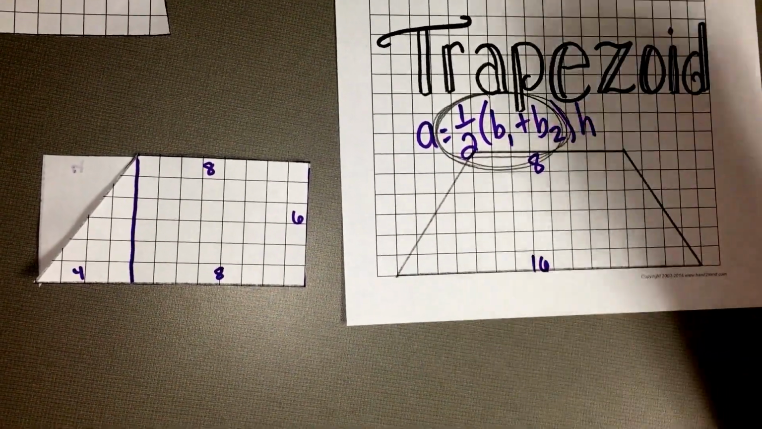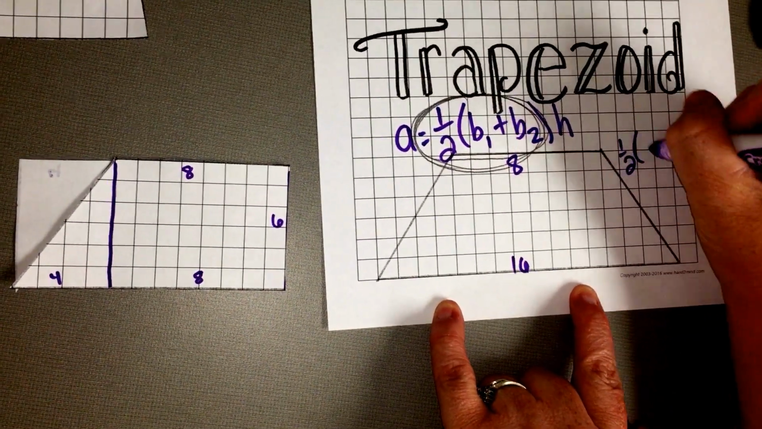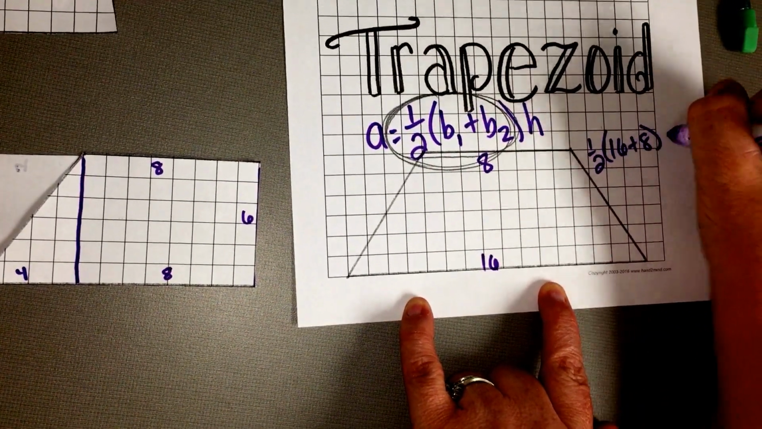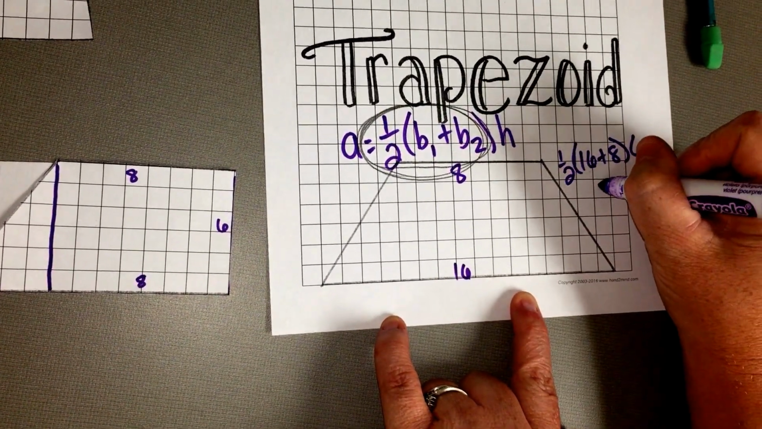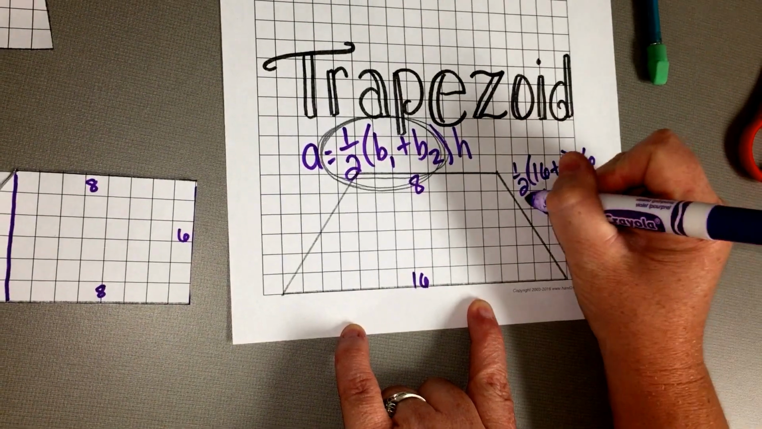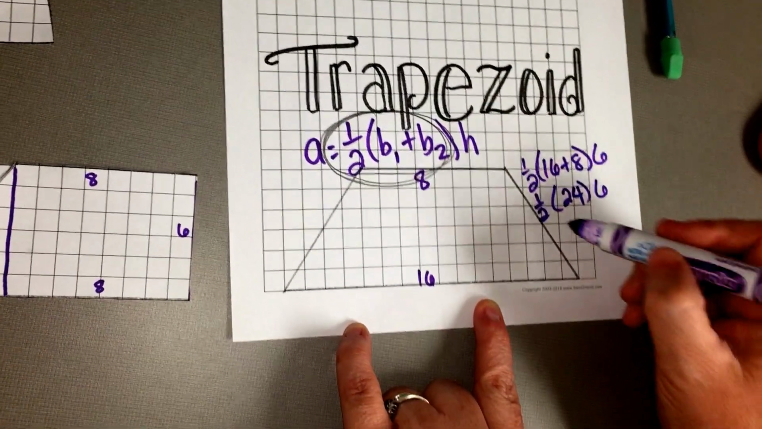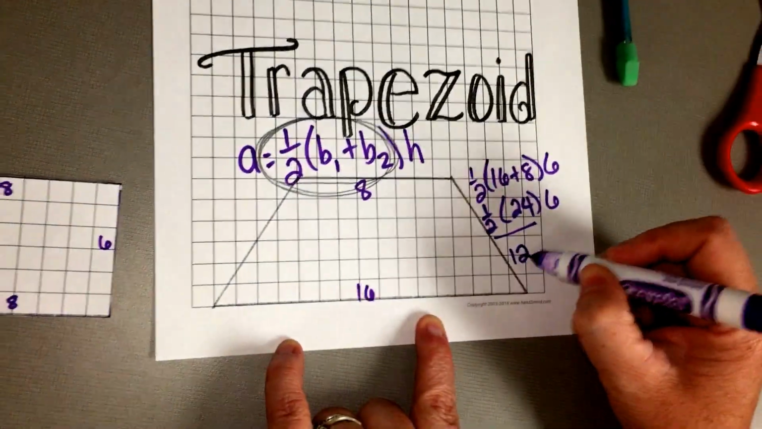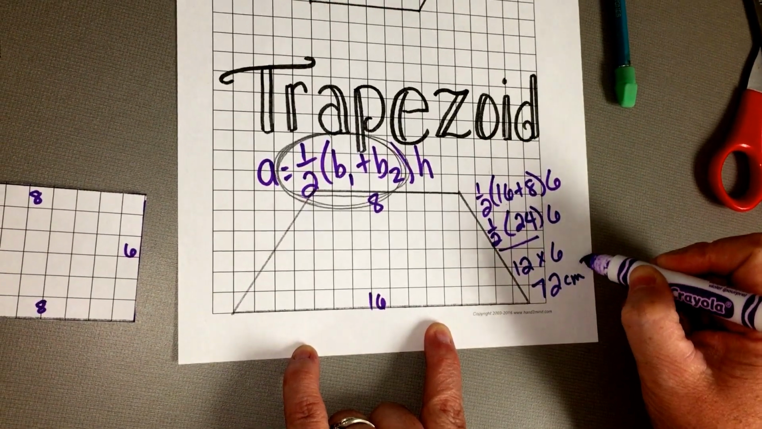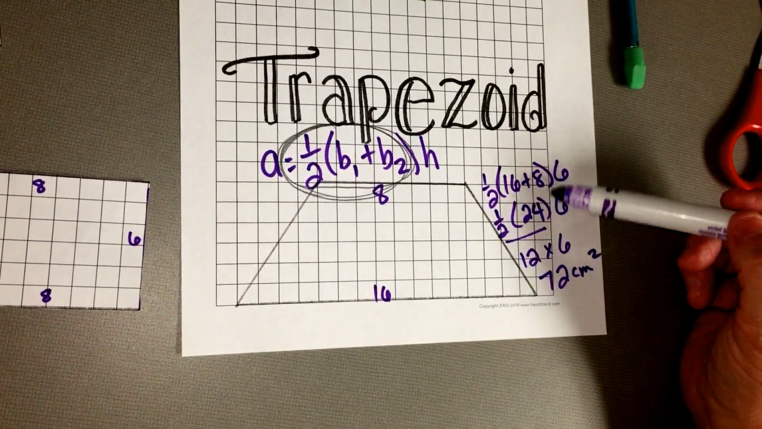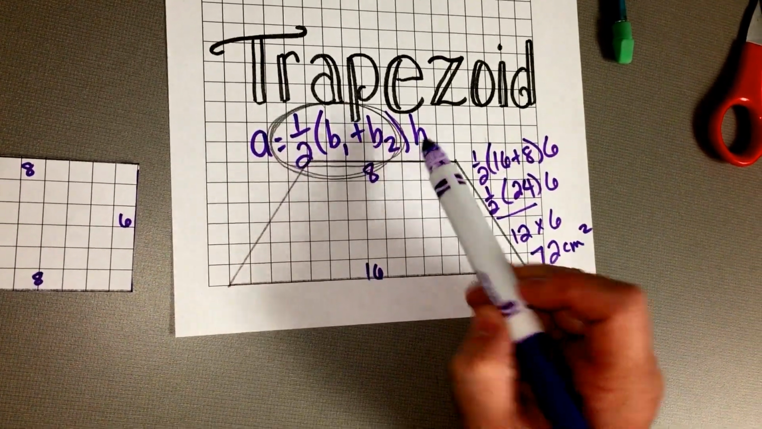Now, mathematically, when I solve this, I would do 1/2 of 16 plus 8 times 6. Well, 16 plus 8 is going to be 24. 1/2 of 24 times 6. These are all multiplication here. So 1/2 of 24 is 12, times 6 is 72 centimeters squared. And that's how you solve this. It looks just like order of operations. We see addition, we see multiplication, and we see multiplication.